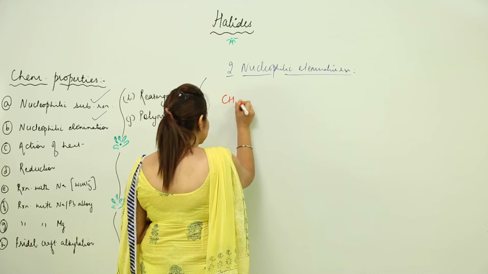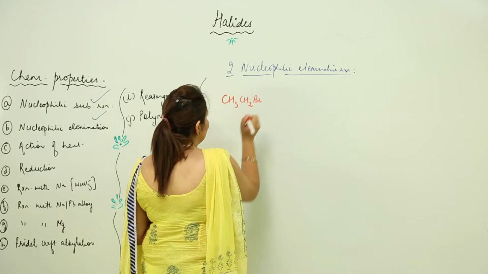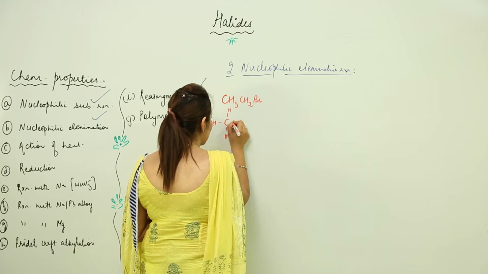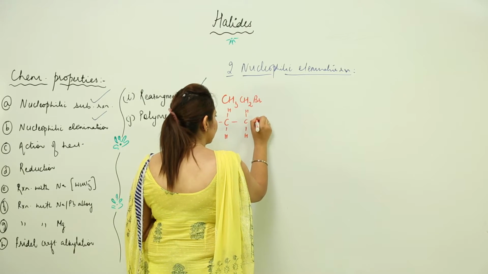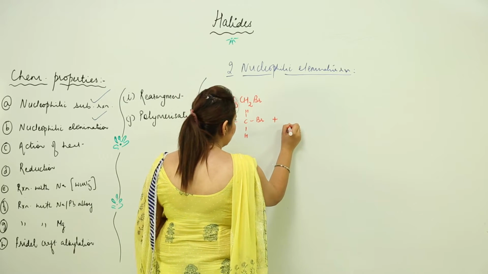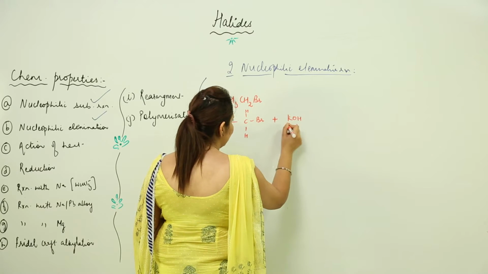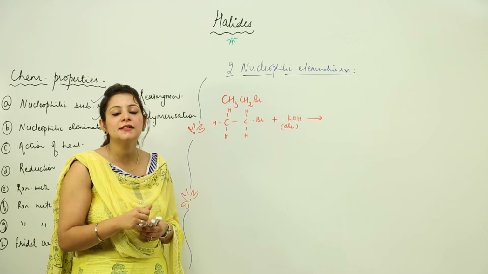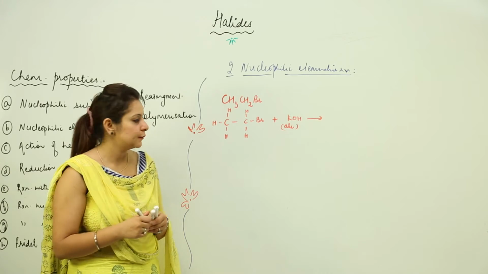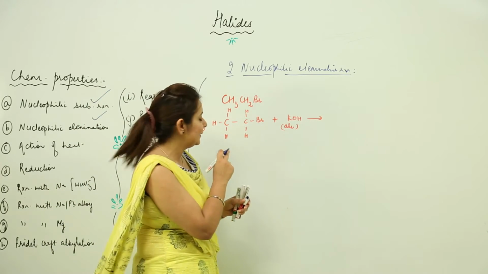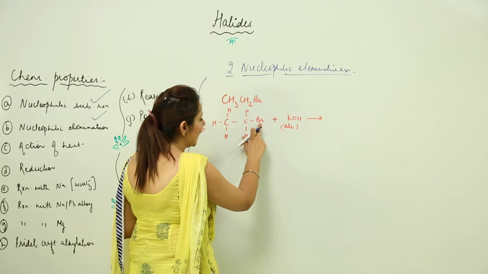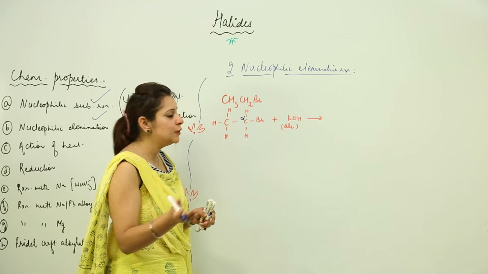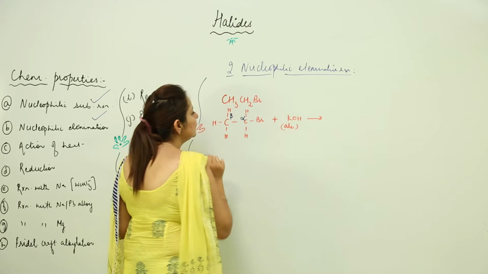Let's say we have CH3CH2Br, that is ethyl bromide. I can also write this compound this way. Now I am going to add alcoholic KOH to it. As I told you, alcoholic KOH is capable of doing the elimination reaction, or eliminating an atom or a group of atoms. Look carefully at this compound. The carbon atom to which the halogen is attached is called the alpha carbon, and the carbon next to the alpha carbon is the beta carbon.